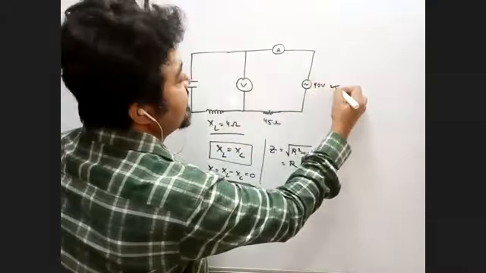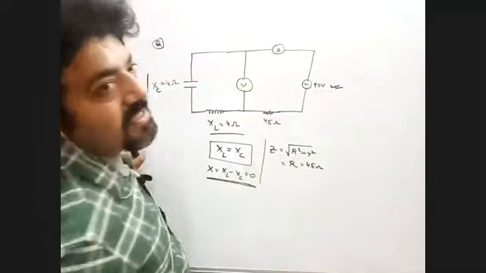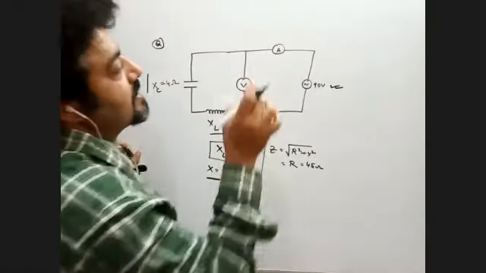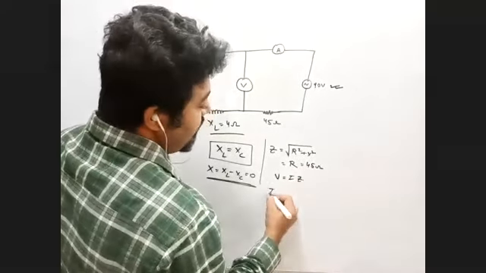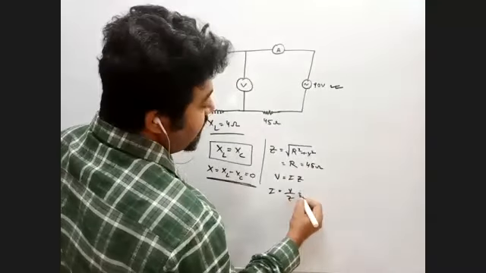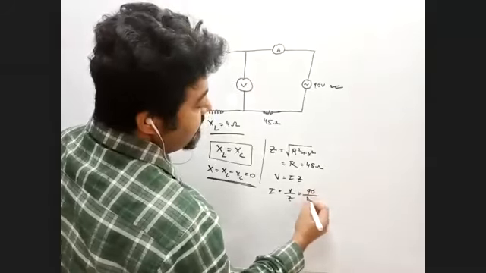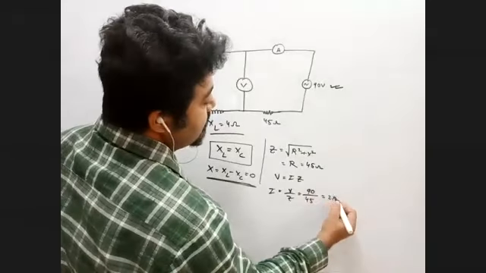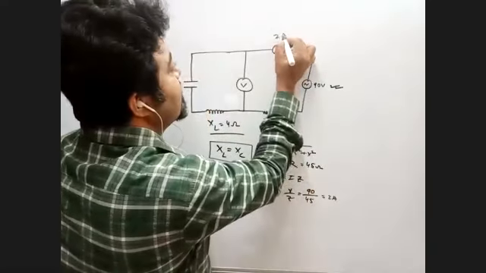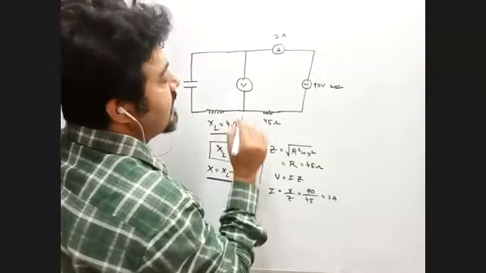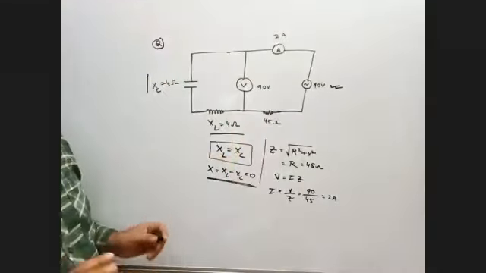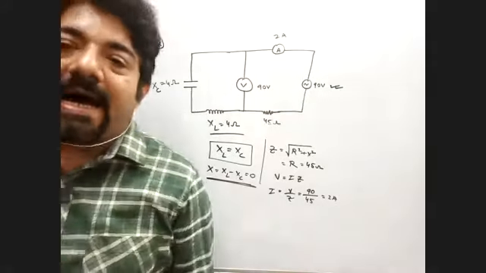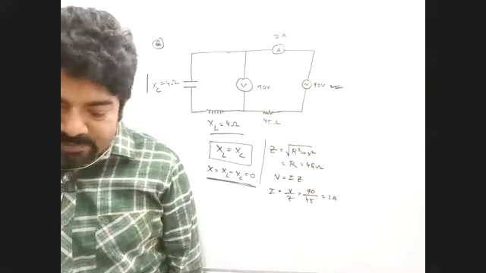This 90 volt is the voltage read by the voltmeter, and V equals I into Z, so I equals V by Z. V is 90 volt and Z is 45, so the answer is 2 ampere. The current read by the ammeter is 2 ampere and the voltage read by the voltmeter is 90 volt, supposing the voltmeter is ideal. Is it okay, everyone?